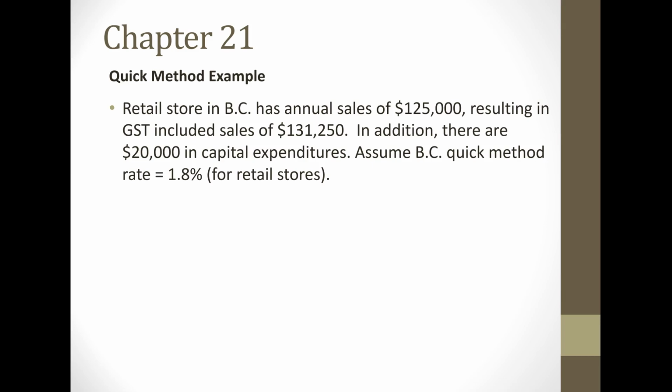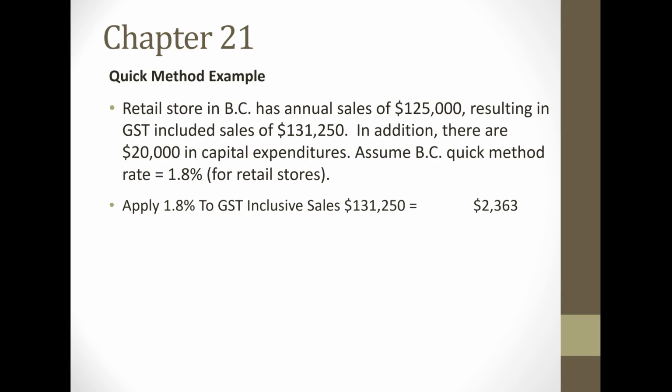However, for capital expenditures, they spent $20,000, and they have to keep track of the input tax credits for capital expenditures because they can claim those separately. Now, assume in BC that the quick method rate for resellers, for example, the retail store, is 1.8%. What they'll do is they'll still charge their customers the 5% GST on all those sales, but when they come to send in the GST to the government, all they're going to do is take 1.8% of the GST inclusive sales, and that's the amount they have to remit, the $2,363.